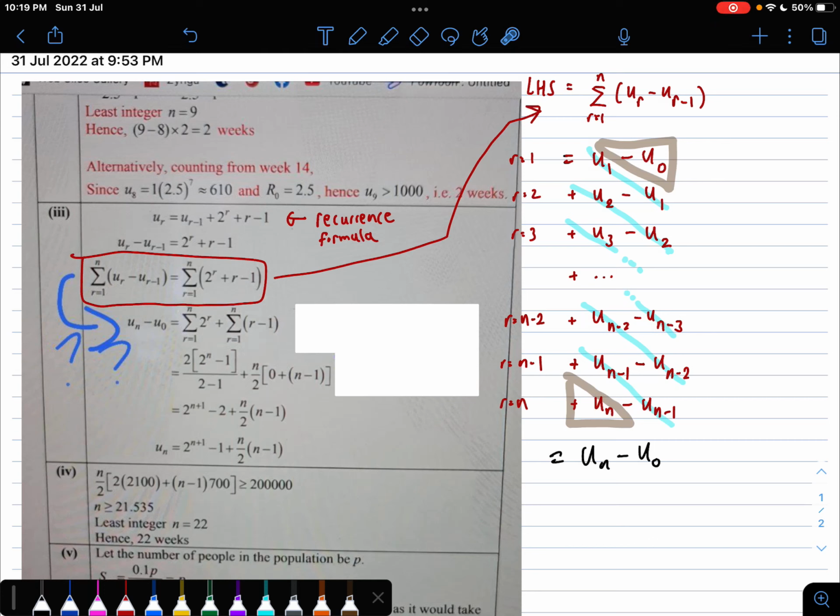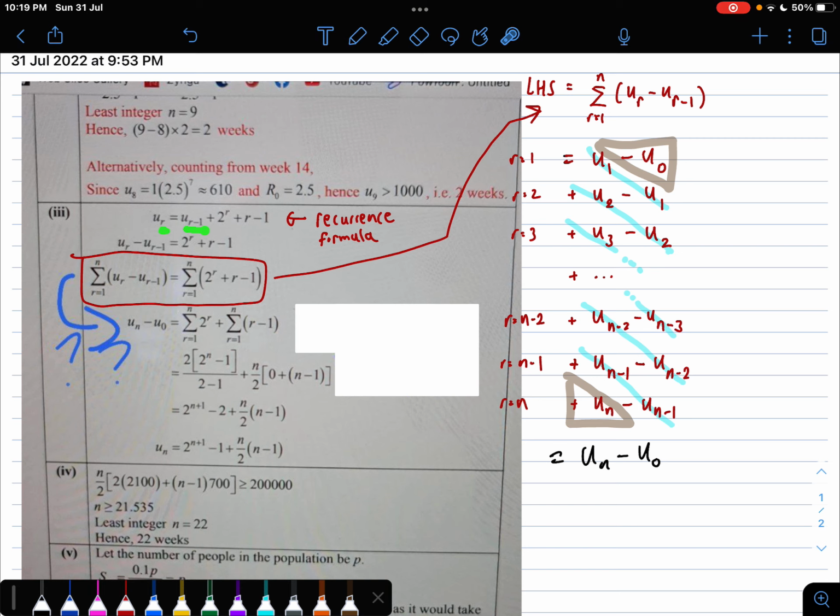Okay, so let's explain the three lines here. First off, they start by giving you this recurrence formula, but they gave it to you in terms of n: Un equals Un minus 1 plus 2 power n plus n minus 1. The trick here is you need to understand that this is a recurrence formula where you have the rth term expressed in terms of the r minus 1 term. The nth term is expressed in terms of the n minus 1th term, as given by the question.